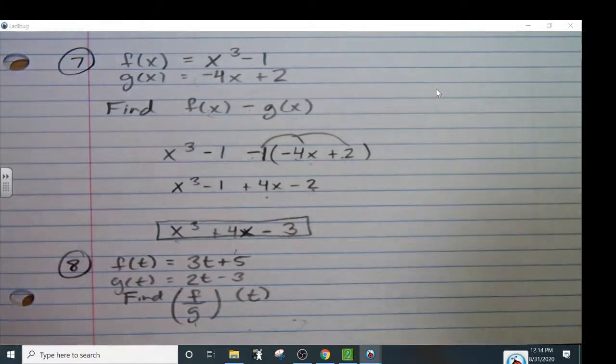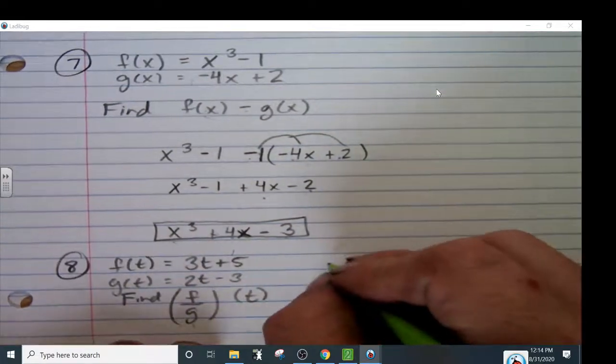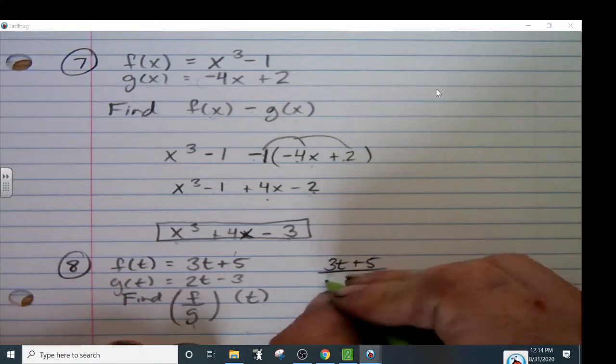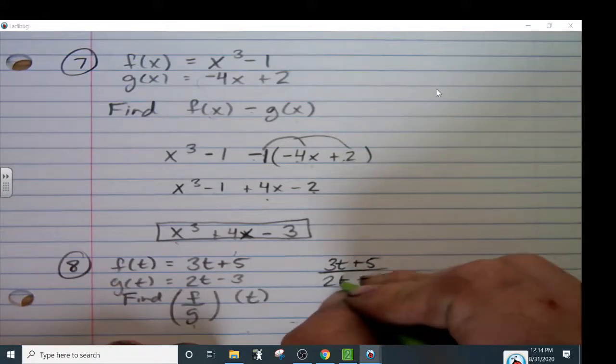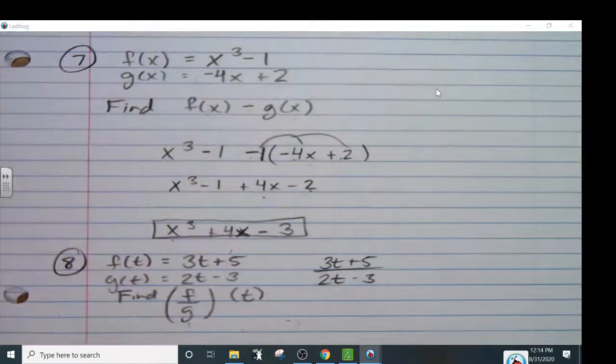You'll see, guys, there's really not a whole lot you can do here. So now, what it wants you to do, it wants you to write f over g. So what you're going to do is 3t plus 5 divided by 2t minus 3. Right? I just did what it told me to do. F divided by g. Now, guys, there's nothing you can do here. Okay?